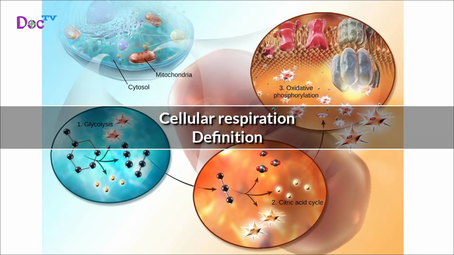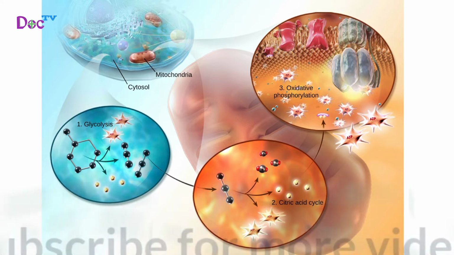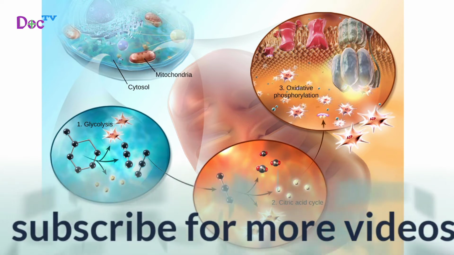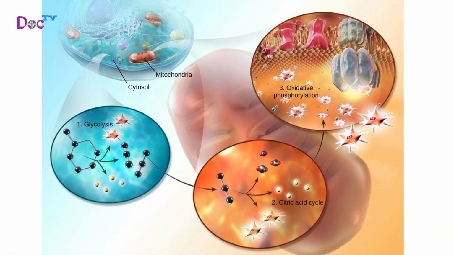Cellular respiration definition. Cellular respiration is a series of processes that take place within a cell to break down glucose to make adenosine triphosphate. The three main processes are glycolysis, the citric acid cycle, and oxidative phosphorylation, the electron transport chain. Glycolysis starts in the cytosol. The rest of the process occurs in the mitochondria.